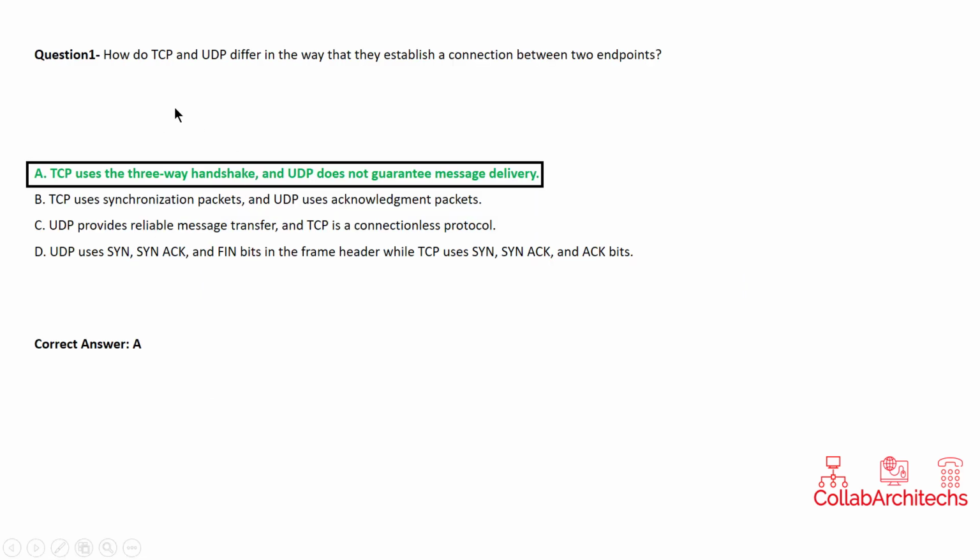So the correct answer, following our explanation, option A looks to be the correct answer. TCP uses the three-way handshake and UDP does not guarantee message delivery because it's a connectionless protocol. Option A is the correct answer for this question.